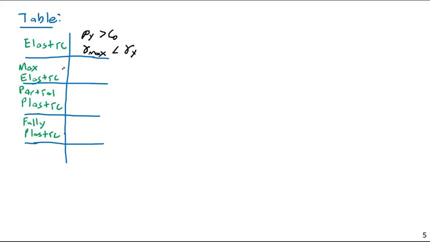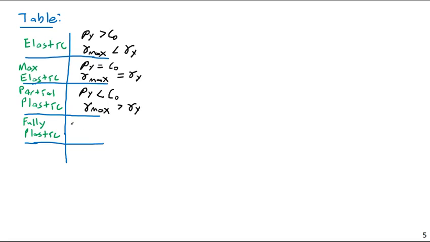Max elastic, we have the yield radius exactly equal to the outer radius. And here, gamma max is going to be equal to gamma yield. So in other words, here we're taking the strain right up to the elastic strain on the outermost fiber, but no further. The partially plastic, this is the one that we've dealt with so far today. This is where the yield radius is less than the outer radius. So we have both an elastic and a plastic region. So gamma max is greater than gamma y.